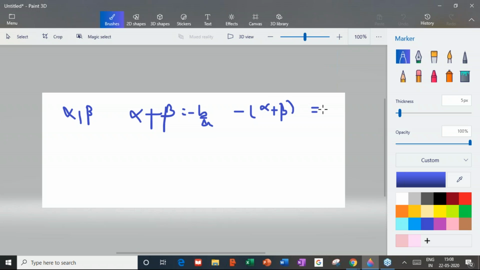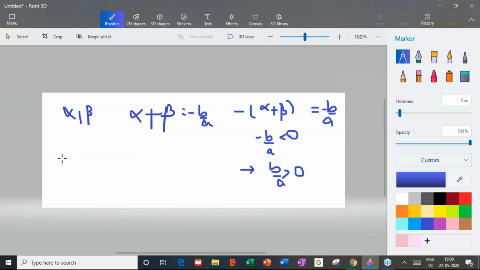Correct? Which will equal to minus b by a. Or we can also say that minus b by a, since both alpha and beta are negative, is going to be less than 0, right? And if you take the sign to the other side, it will be b by a is greater than 0, right? So from this you get that b by a, or both b and a, should have a positive sign.